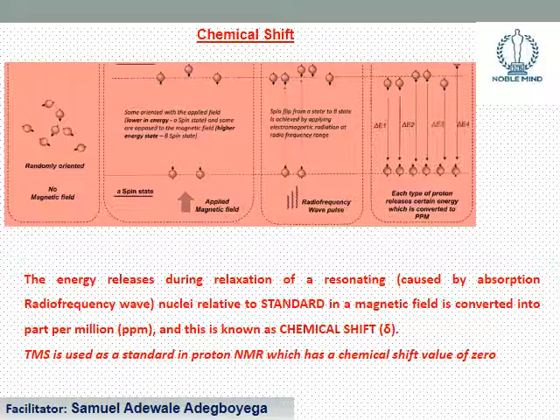To know the shift of a particular proton from the standard, you use tetramethylsilane as a standard. In proton NMR, the protons on tetramethylsilane have a chemical shift value of 0. So any value or any variation away from that reference is called chemical shift.